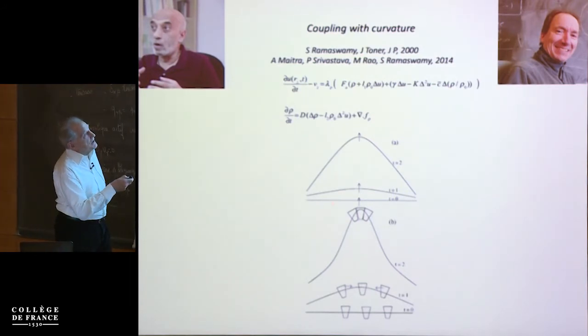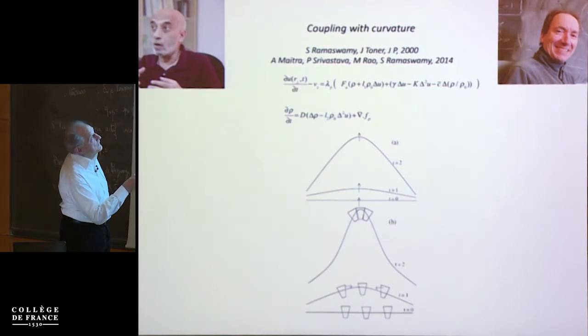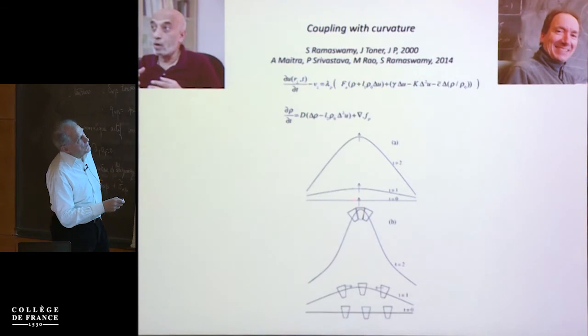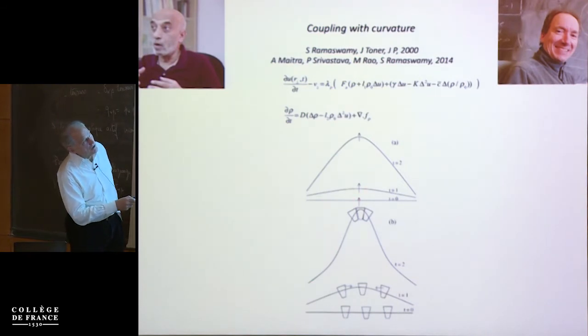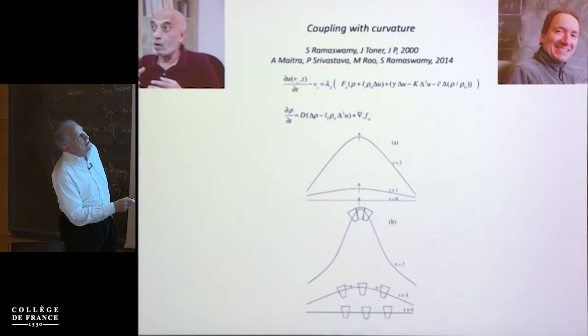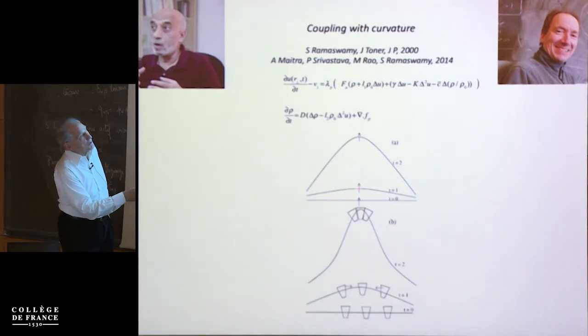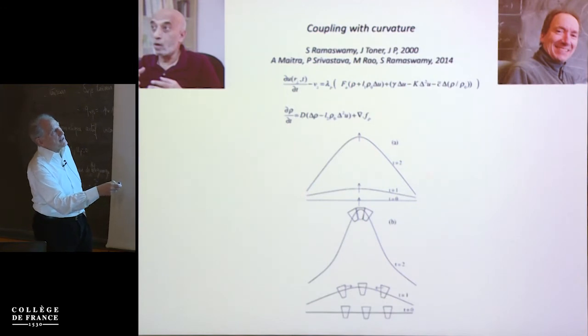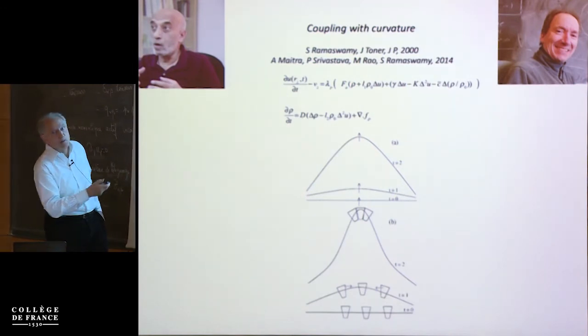This other one is more interesting, and it has something to do with this term here. It tells you that if you have a fluctuation by which the membrane bends a little bit, then you increase the flow through the membrane, it will drag more, and it may give rise to another instability, and this is a completely out of equilibrium instability.